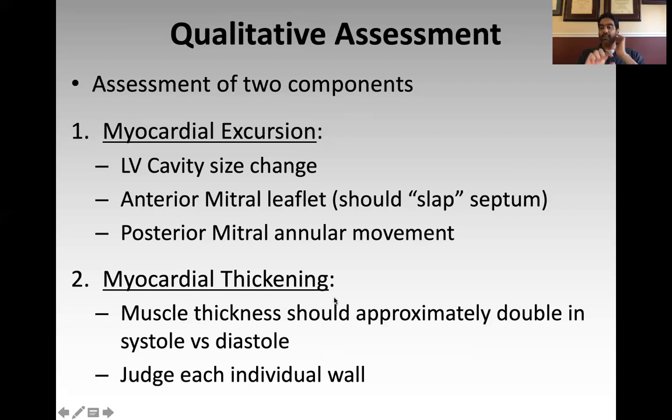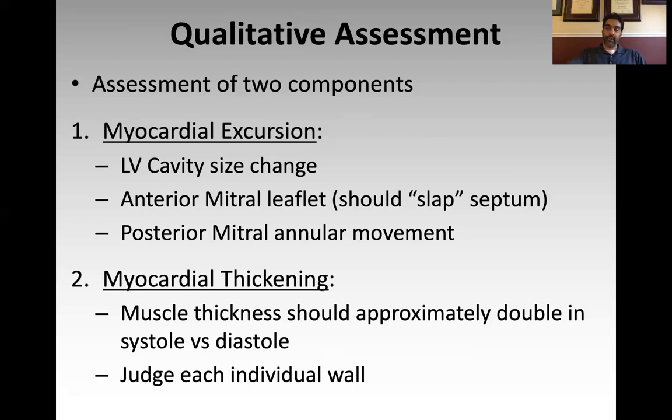So if you look at each individual wall, no matter what view you're looking at, the thickness of the myocardium in that view, the thickness of the muscle should approximately double in systole when compared with diastole. So you should get approximate doubling in muscle thickening in systole. Okay, and you want to look at each individual wall and make sure all the walls in your view are thickening as effectively as possible, about doubling in thickness.